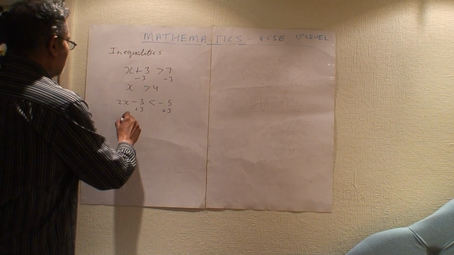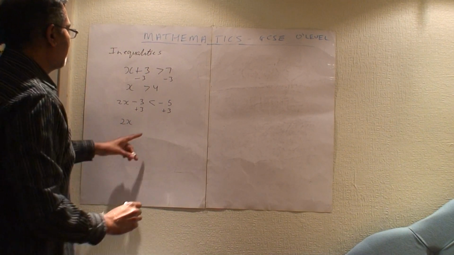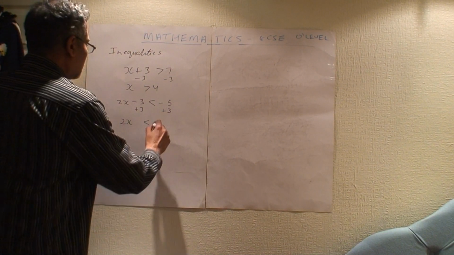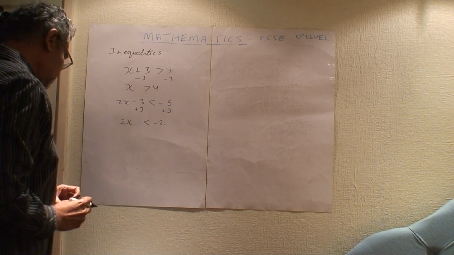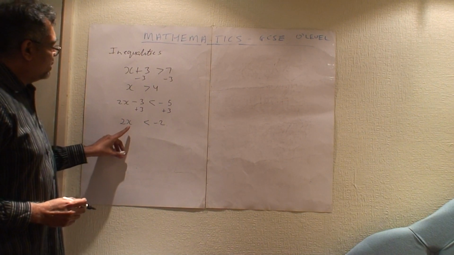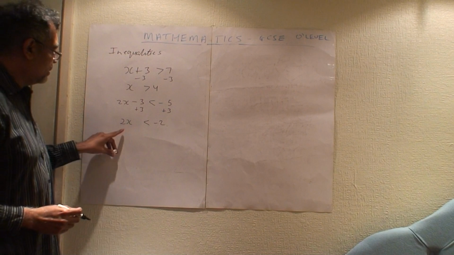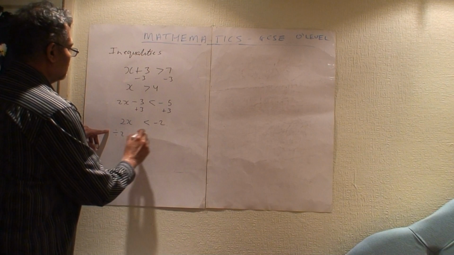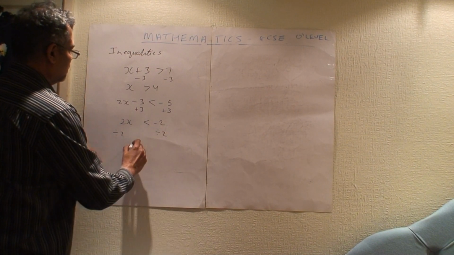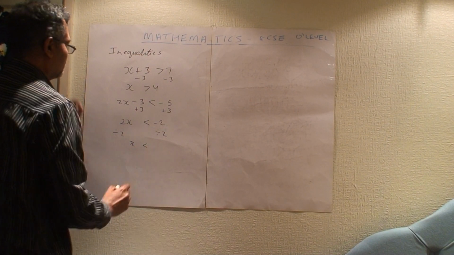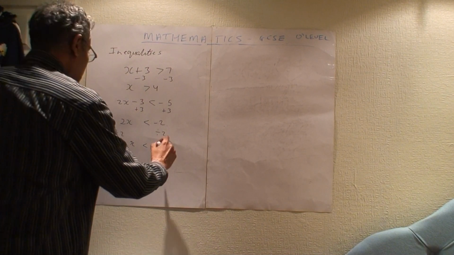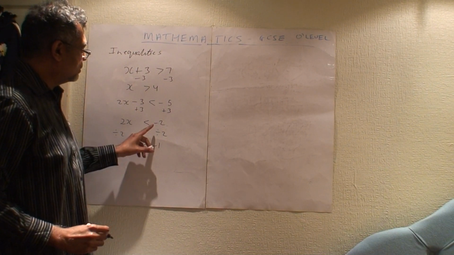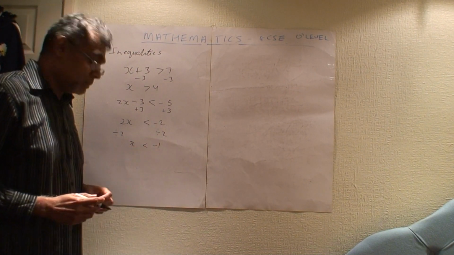Okay, so we are left with 2x is less than minus 2. Now to get the x on one side, we have to divide by 2. So we divide by 2, divide by 2. So we get x is less than minus 1. Okay, so minus 2 divided by 2 is minus 1.